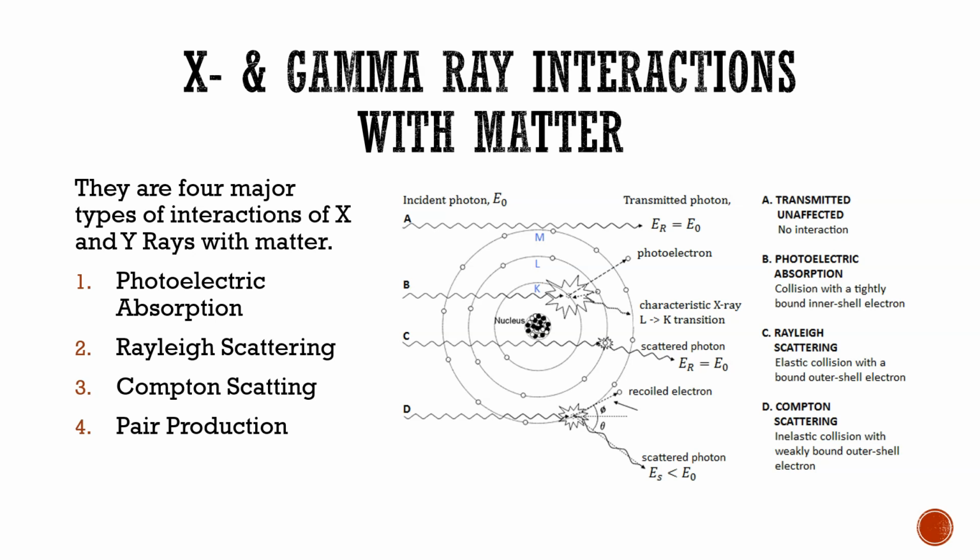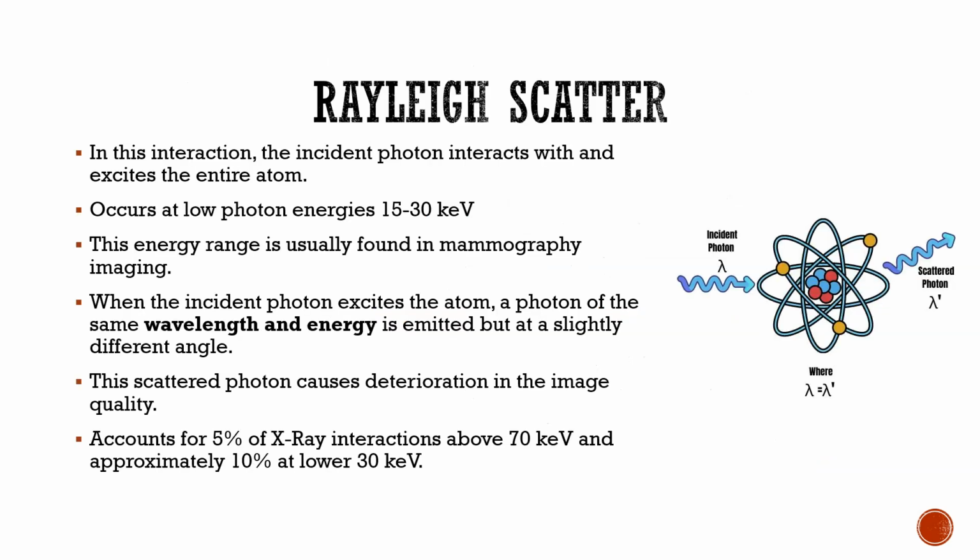So in the next couple of slides we're going to discuss each one in detail, and the probability and differences between each one. Okay, so the first one we're going to talk about is Rayleigh scattering. As you can see from the diagram, it's always good to describe these interactions by starting with the statement, an incident photon. So we have an incident photon which goes on to interact with an atomic structure. Here we can see the nucleus and the orbital shells.